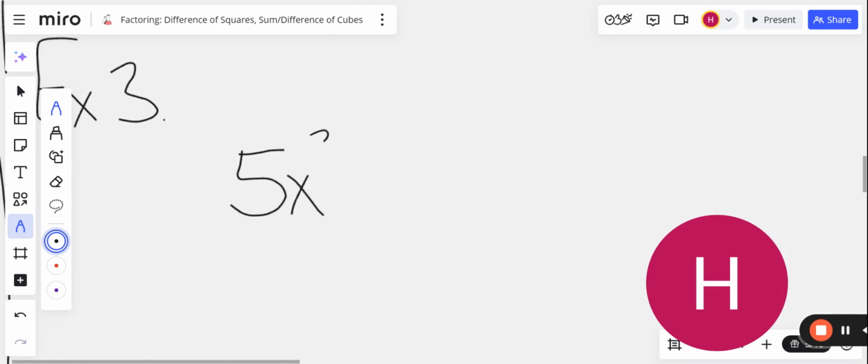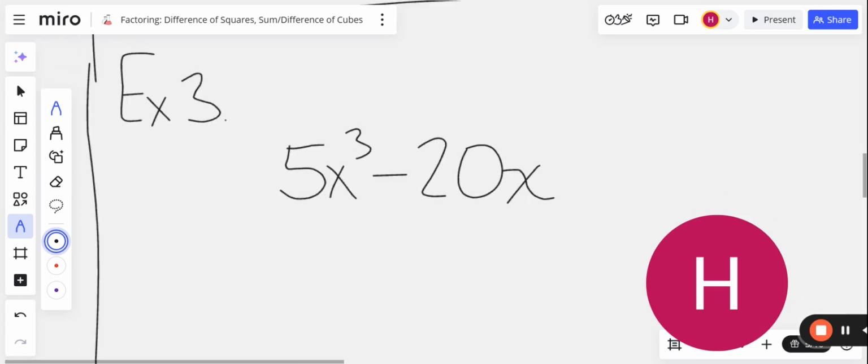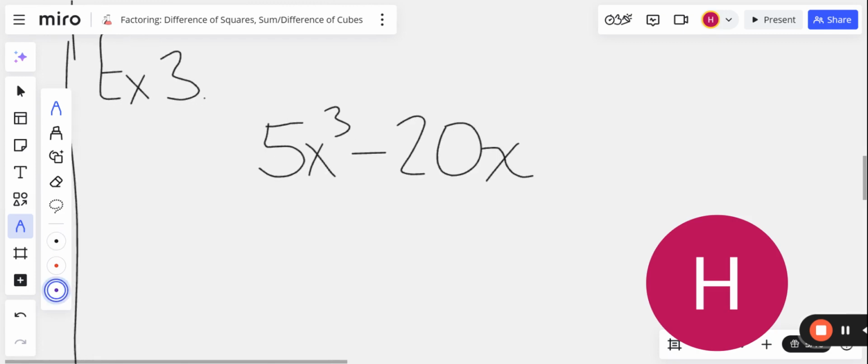5x cubed minus 20x. I want you to factor this completely. Okay, so you might say, oh, we have an x cubed, so that's probably going to be a perfect cube. But then I take a look at 5, and I say, hey, wait a minute. 5 is not a perfect cube. I know that for sure. And also, this would not be a perfect cube, because this is an exponent of 1. And 20 is not even a perfect cube.